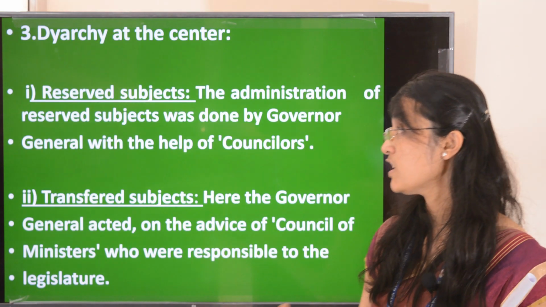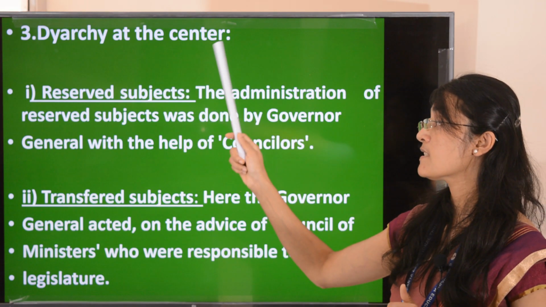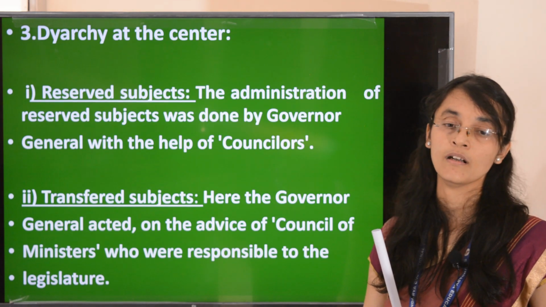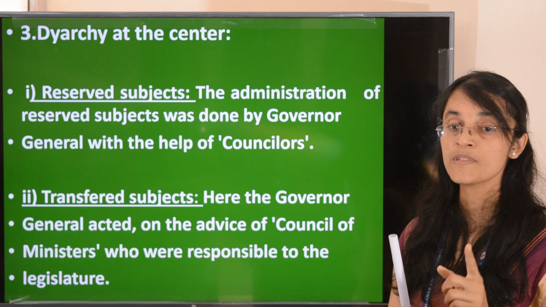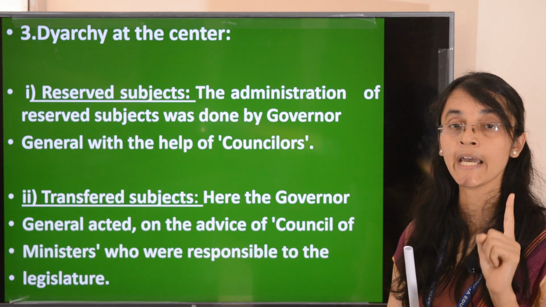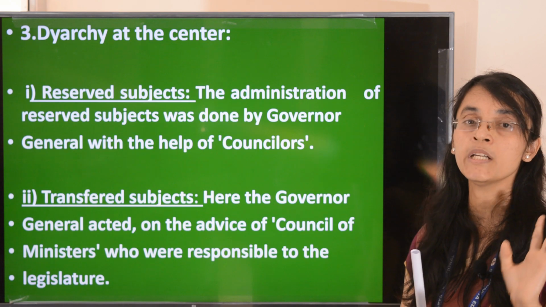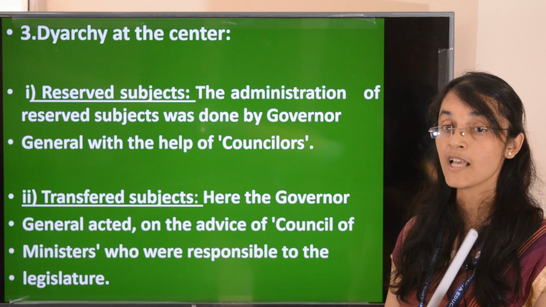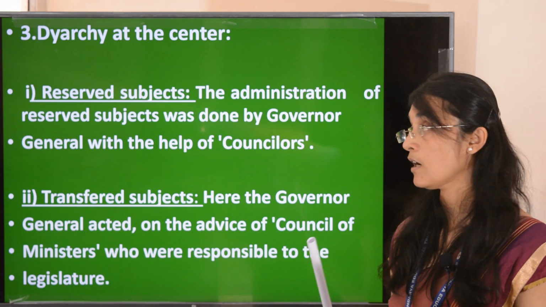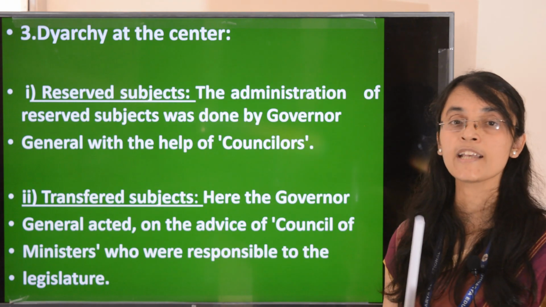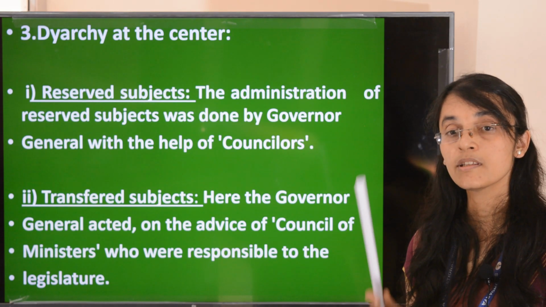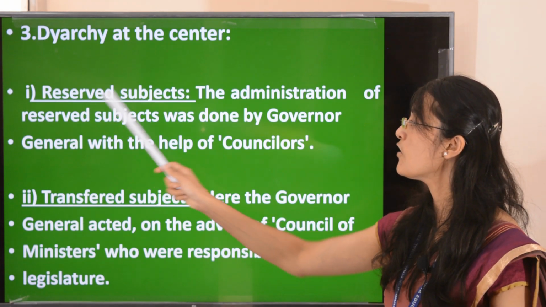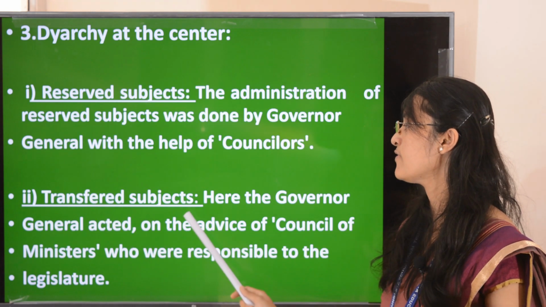Then the next provision is diarchy at the center. Students, the Act of 1919, that means the Montagu-Chelmsford reforms, introduced diarchy. Diarchy means dual government, only in British provinces. But the Act of 1935 transferred diarchy to the center also. Here, the entire executive authority was vested with the Governor General. See here, there were two kinds of subjects: one is reserved subjects and second is transferred subjects.